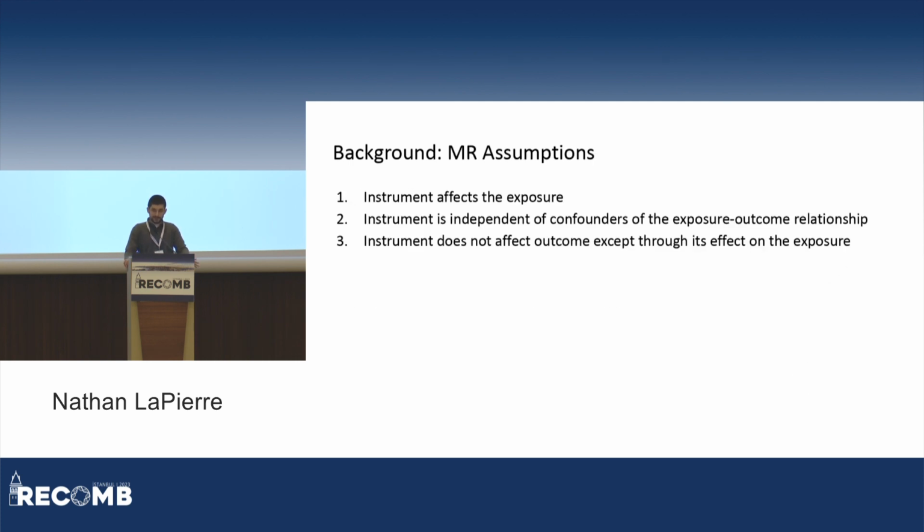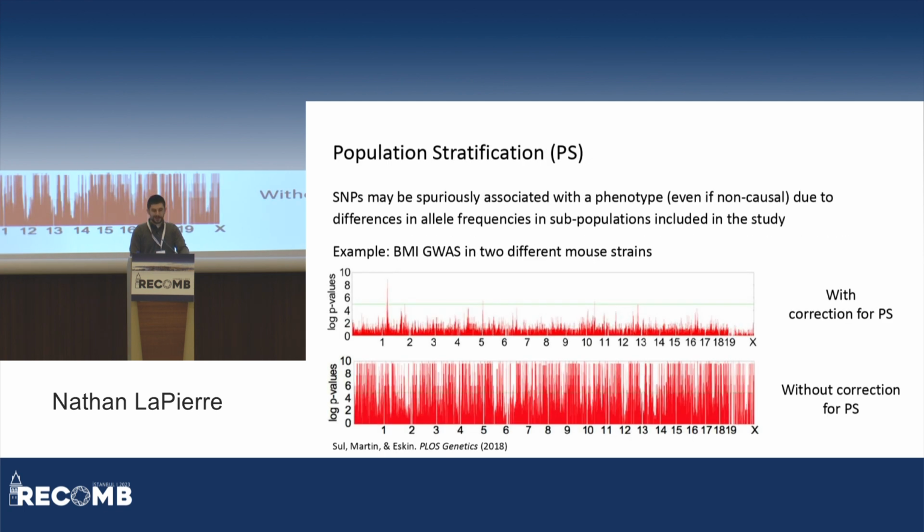I've alluded to these assumptions and already named one of them. There are a few assumptions underlying MR. One is that the instruments affect the exposure. Two is that the instrument is independent of confounders of the exposure-outcome relationship. And three is that the instrument does not affect the outcome trait except through its effect on the exposure. In practice, there are several reasons why these may be violated, and often are.